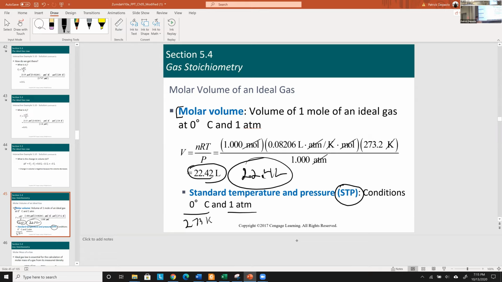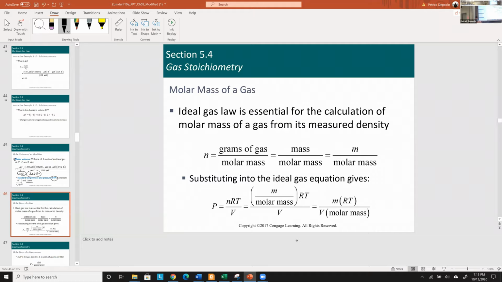So that's that. Okay, cool. Remember that number, 22.4 for the molar volume. And you can deduce other equations from this.